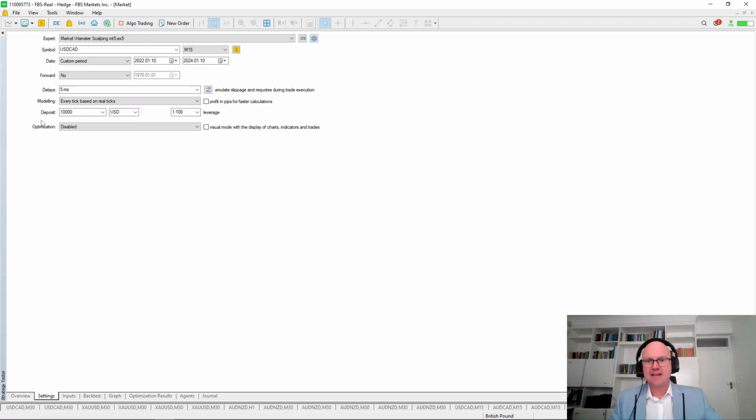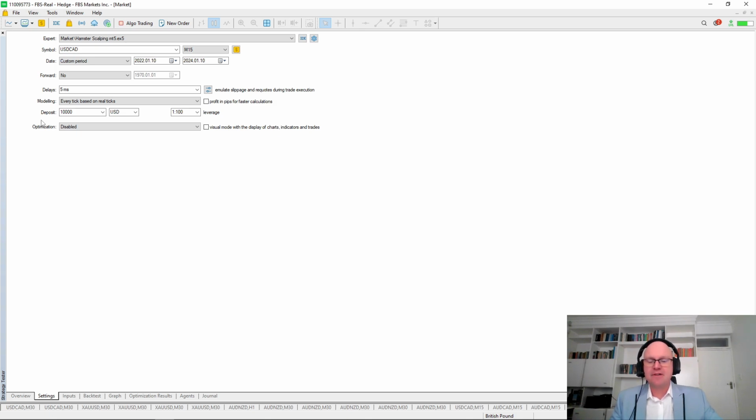It's an RSI ATR based scalping EA. What we'll be looking at is doing a test on the USD CAD from the 10th of January 2022 until the 10th of January 2024 using the initial deposit of 10,000, which is around what their cent account reflects at the moment. We'll be using every tick based on real ticks to get the most accurate information for the set file.